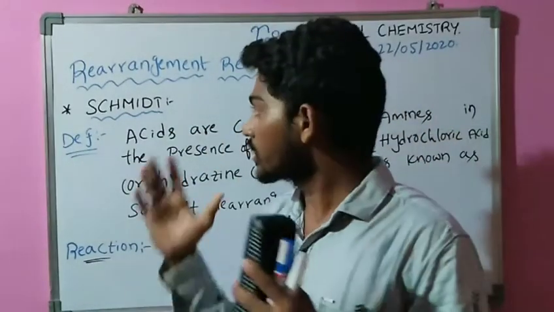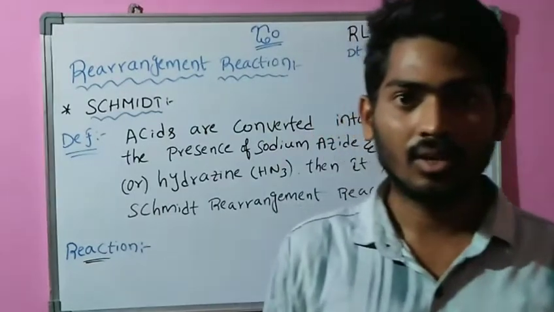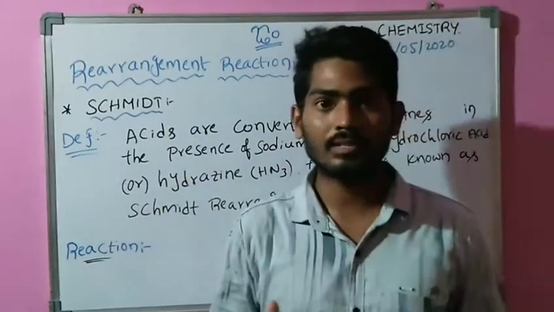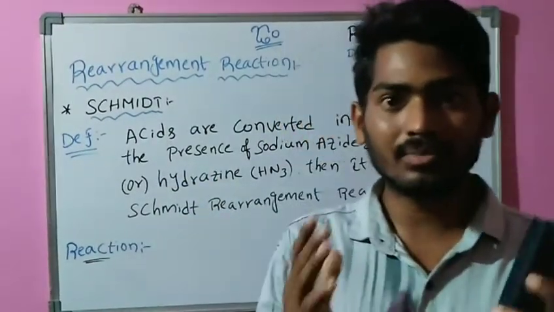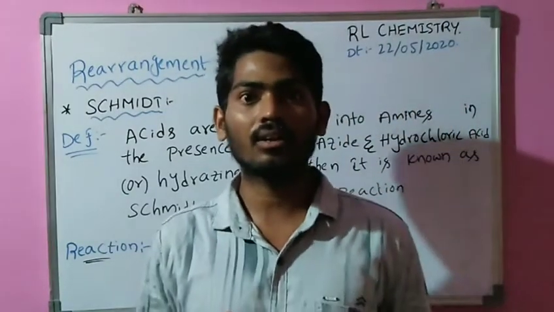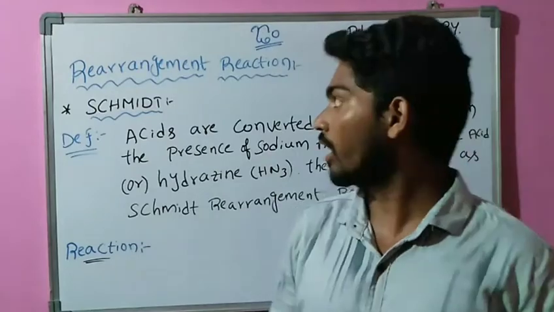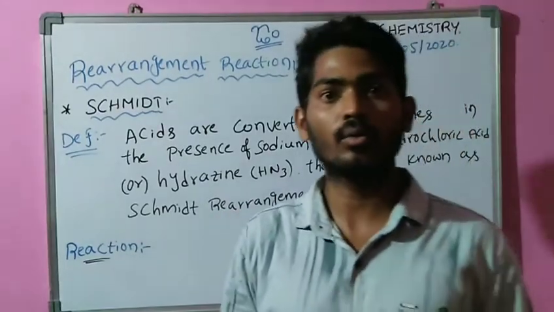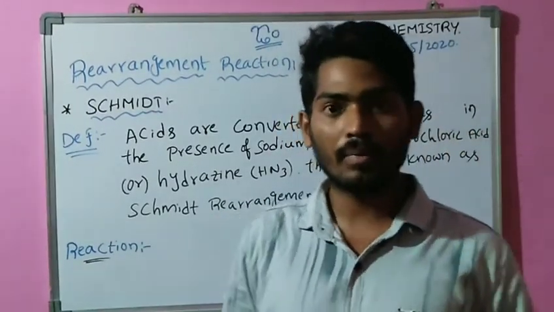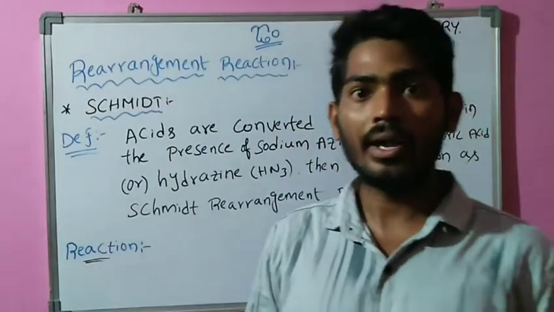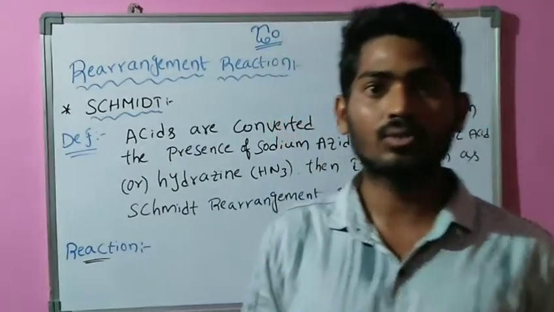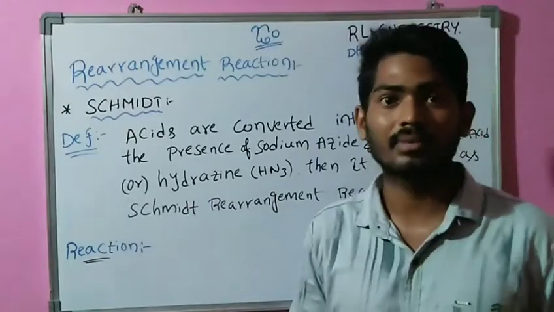Simply, what is the Schmidt rearrangement reaction? Acids are converted into amines in the presence of acids, that is hydrochloric acid and sodium azide or hydrazoic acid. Then it is known as the Schmidt rearrangement reaction.